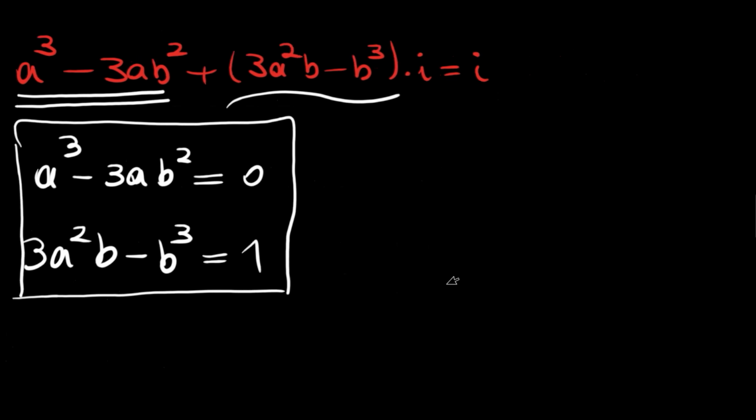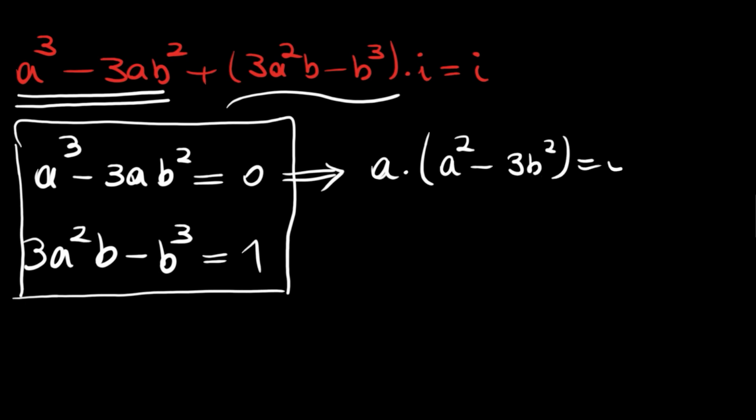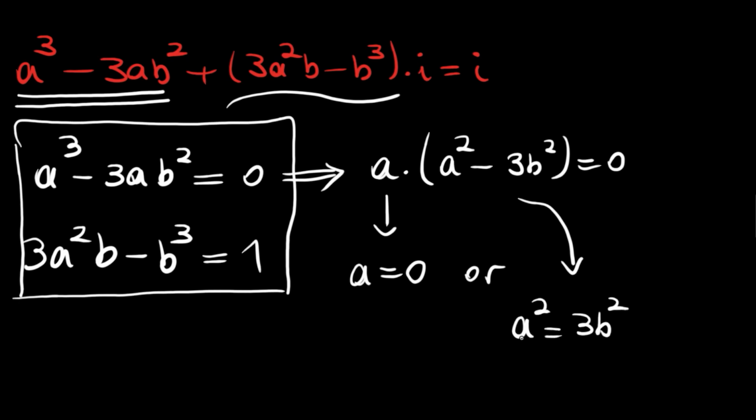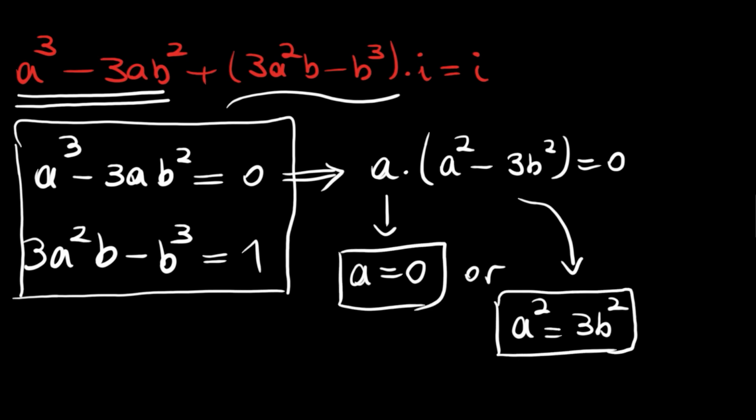So we have a two variable system to be solved for a and b. Let's begin now. From the first equation, we have a times (a squared minus 3b squared) is equal to 0. Then either a is equal to 0 or a squared is equal to 3b squared. Let's just let this remain like that.